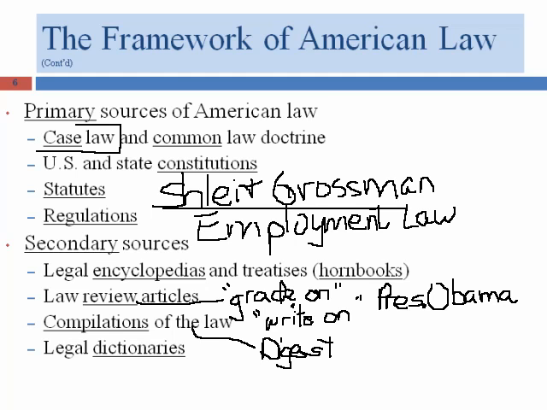Go back to the cases. We have all these cases. Well, the way cases are organized is not thematic. On Monday, a decision is published about capital murder. On Tuesday, a decision is published about income tax law.